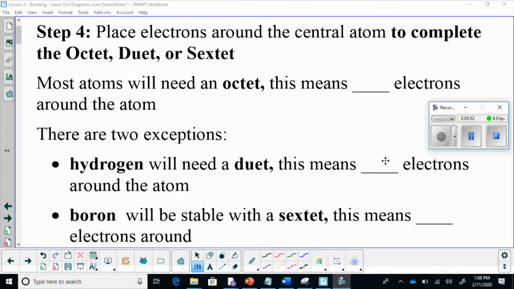Step 4 is to place electrons around the central atom to complete an octet, duet, or sextet. Most atoms will require an octet. This means that they need 8 electrons around the atom. There are 2 exceptions. Hydrogen will require a duet, therefore 2 electrons around the atom. And boron will be stable with a sextet. This means there are 6 electrons around the atom.